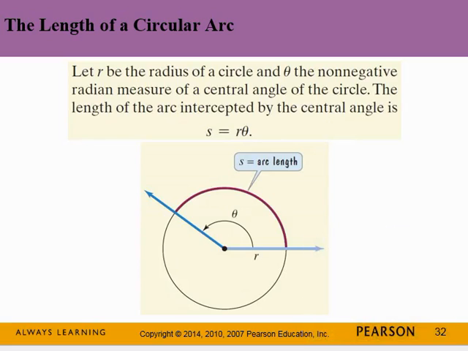So we're going to talk about arc length, the length of a circular arc. If r is the radius of a circle and theta the non-negative, keep that part in mind, non-negative radian measure of a central angle, the length of the arc is interpreted by S, your arc length, equals your radius times your theta.